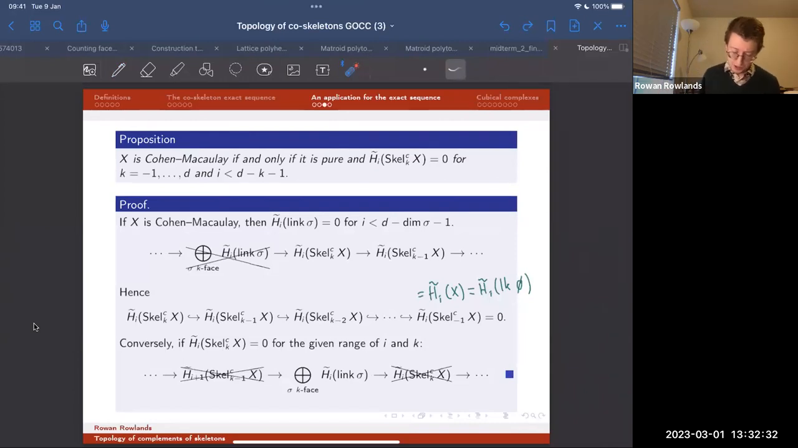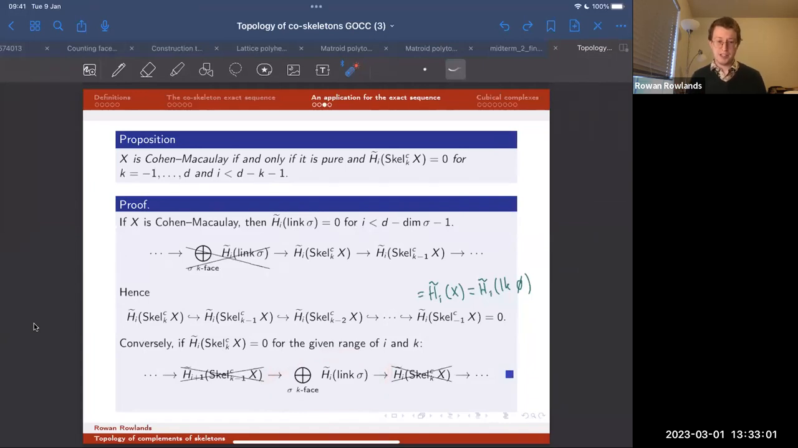If we start by assuming that all of these ith homologies of co-skeletons are 0, then let's take a look at our exact sequence again. Here we're shifting the window that we're looking at the sequence by one step to the left. And we notice that this term is 0 by assumption. This term is also 0 because the indices still fit within the ranges that we're considering. And so we've surrounded this term in the middle here by zeros.